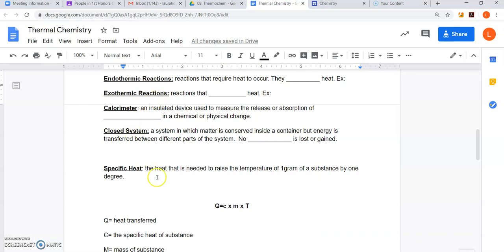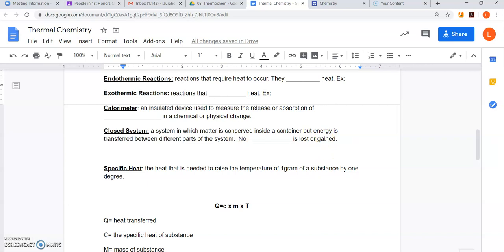A calorimeter is a system where you have different substances that are transferring heat between each one. No heat is gained or lost. And this is a closed system. A closed system is just one where you've got a top on it. Think of putting a lid on a pot. So that would be a closed system. A calorimeter is an insulated device used to measure the release or absorption of heat in a chemical or physical change. And for a closed system, no heat is lost or gained. So you have to remember that. No heat is lost or gained within that actual system.